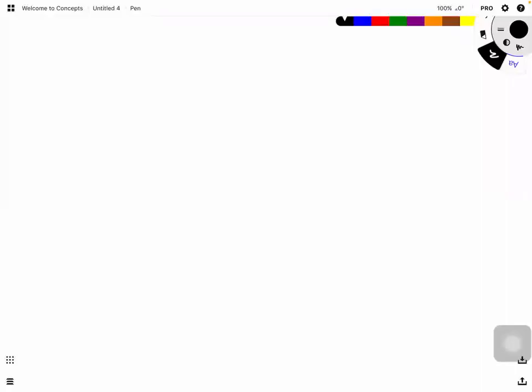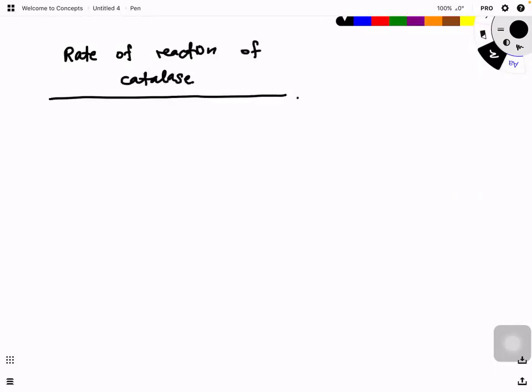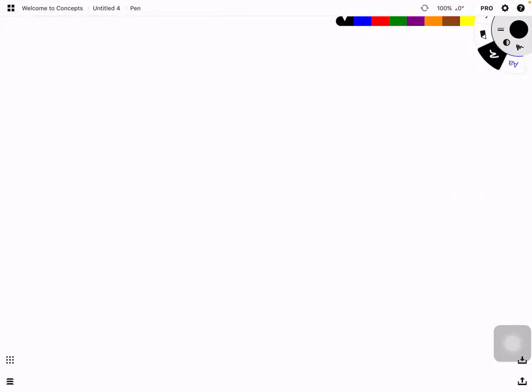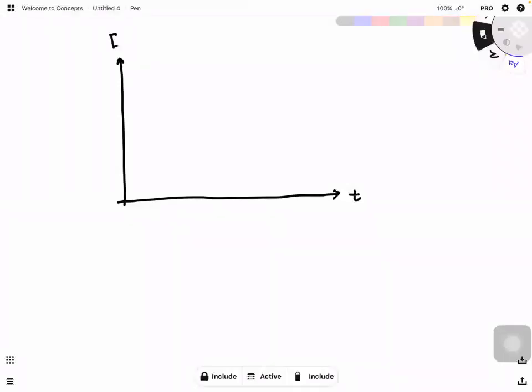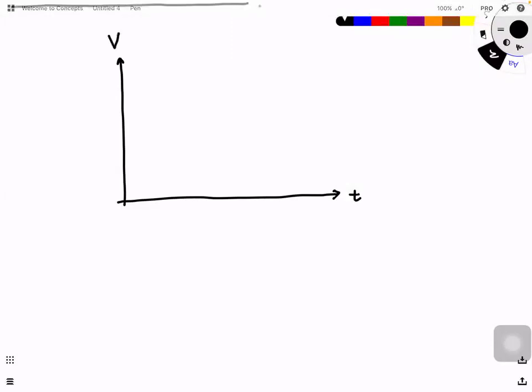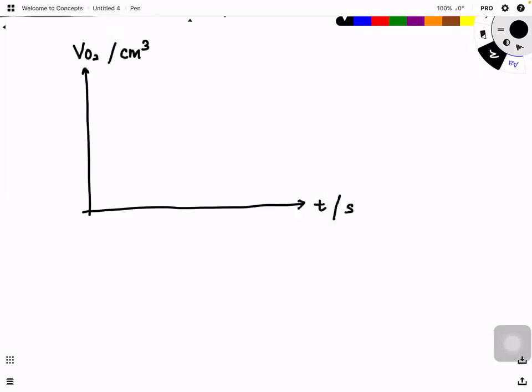Okay, so just now we do know that we measure, let's say for example, the rate of reaction of catalyst. Okay, so if I plot the graph, T, this is the concentration or volume of O2 released. So in this case, cm3, and T, let's say per second, for example. Okay, so we start to measure.